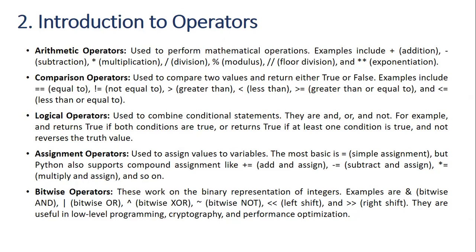Examples include double equal to, which checks whether the left hand side equals the right hand side. Exclamation mark followed by equal to means not equal to, that is, what is in the LHS is not equal to what is in the RHS. Greater than, less than, greater than or equal to, less than or equal to. So these are all comparison operators, used with different symbols.